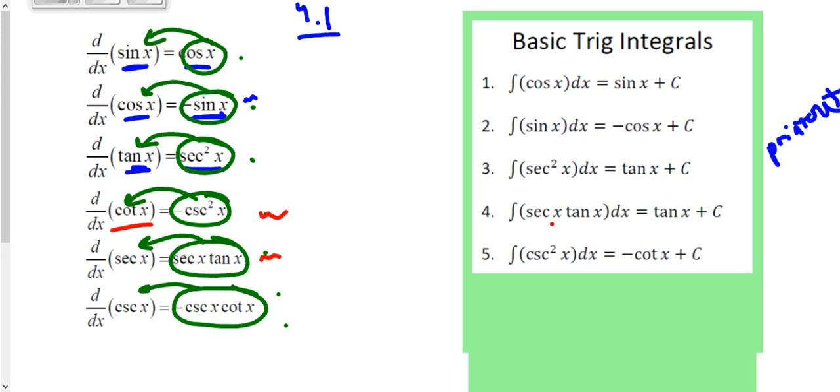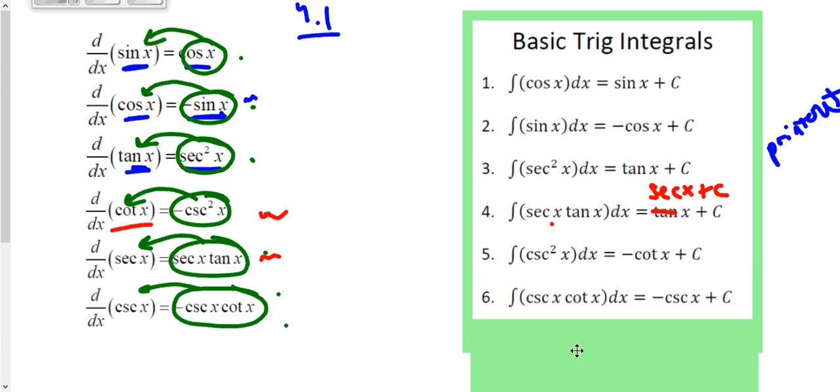Oh, that's typed wrong. Okay, fix your list. This is secant x plus c, not tangent. Okay, fix that. All right, well, it's secant. And then you can integrate cosecant squared, cotangent, we just talked about that one. And then our last one, you can integrate cosecant cotangent, and that's negative cosecant.